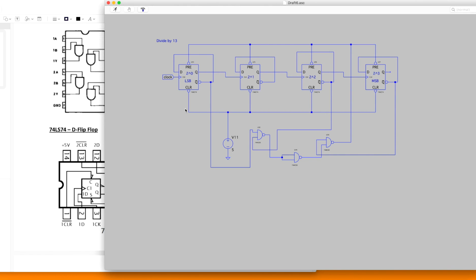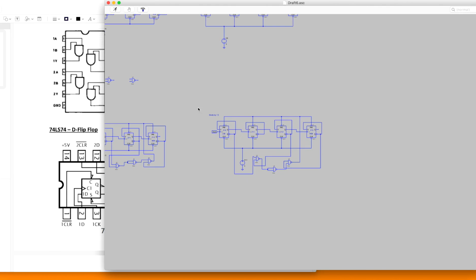This video is simply exploring the fundamentals behind building these types of circuits and designing them.